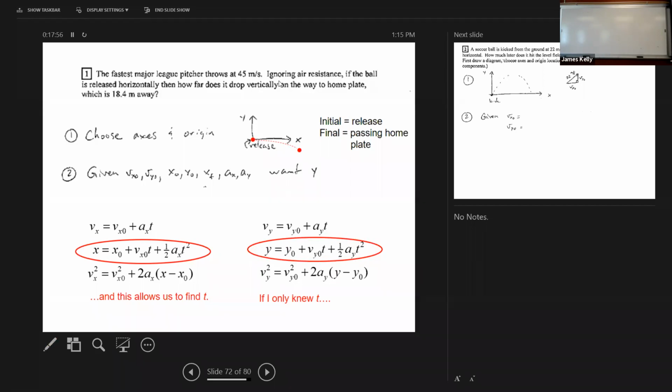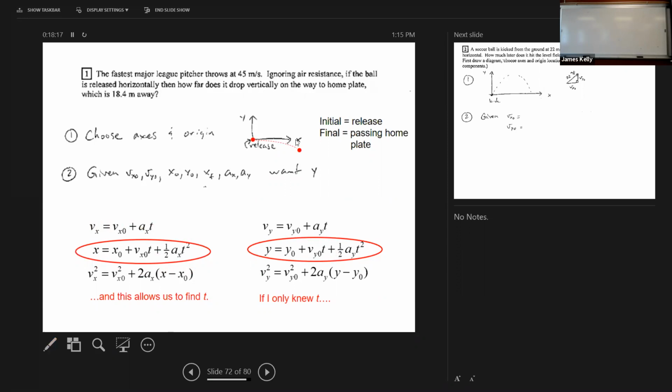I haven't used that distance from home plate to the pitcher's mound yet, the 18.4 meters. How am I going to use that? Well, I can plug it into this x versus t equation, and looking at all the detailed symbols in there, you'll see that the only thing you don't know in there is t. So we can use this equation to find t, substitute over here to find y final.